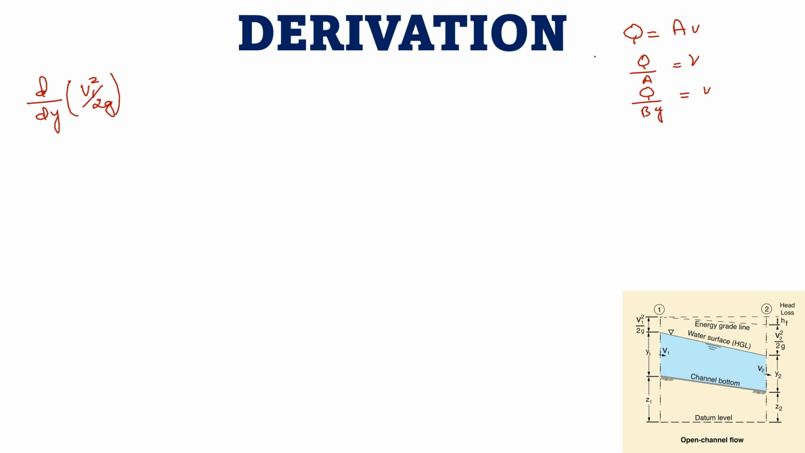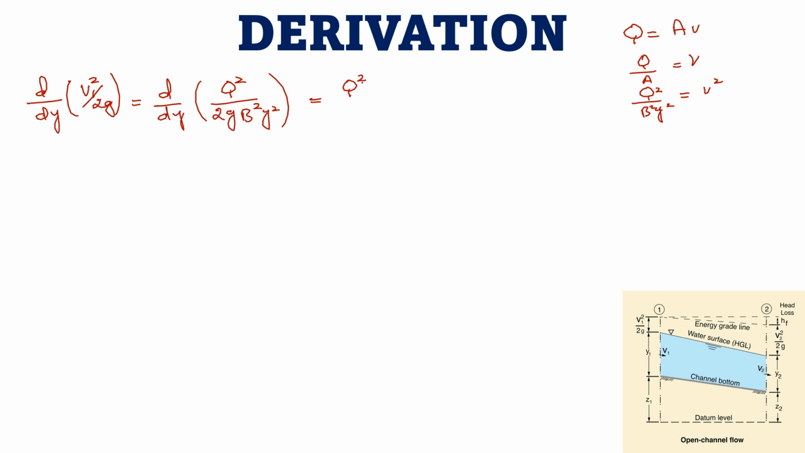Because we have v square here, we'll simply take square on both sides. It will be square y square. So just put the value of v square in this equation. It will become like Q square over B and y are in denominator. So it will be written with 2g, 2g B square into y square. Q is constant, g is constant, width of the channel or B is constant.